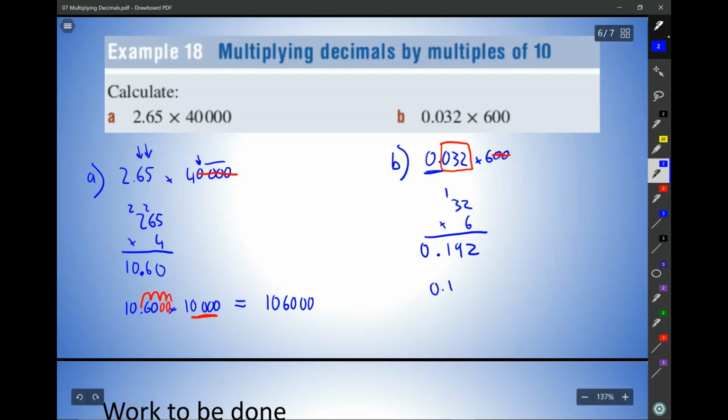So now we take our number and we add the zeros back in. If there are 2 zeros here, that means we make 2 jumps with our decimal. And the answer becomes 19.2.